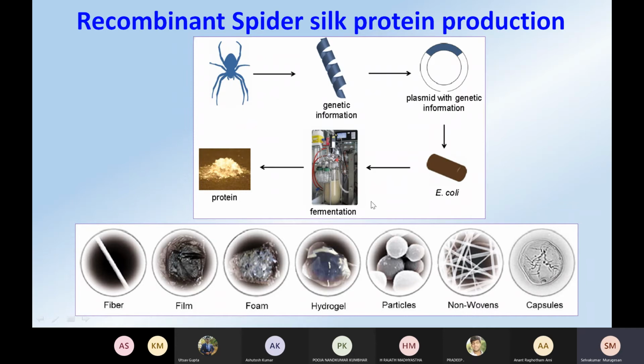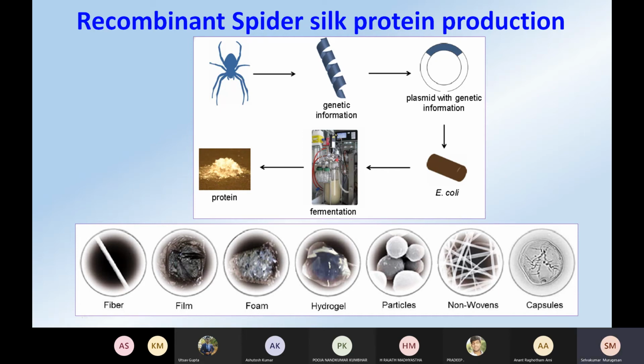Once the fermentation is completed, with the help of this bacteria, the protein will start to grow, and then finally you can isolate or purify the protein by using different standard techniques. Once the protein is purified, it can be used either to make a thin film, or fiber, or foam, or hydrogel, or particles, nonwoven and capsules.